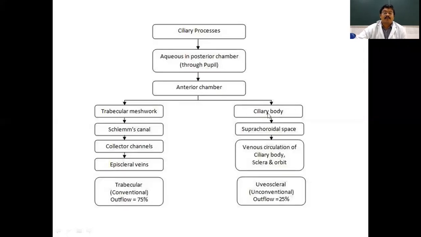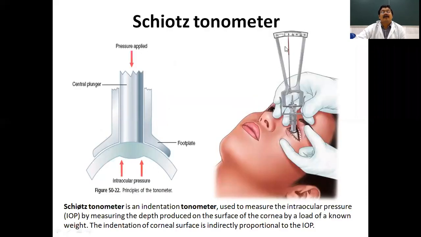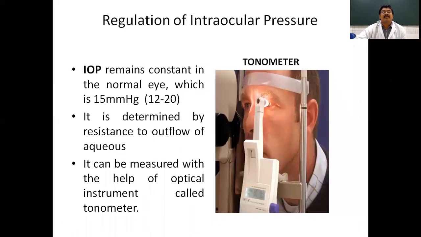Aqueous humor production and outflow is a very important topic for your examination. It is asked many times in the examination. How will you measure the intraocular pressure? In the olden days the most commonly used method was the Schiotz tonometer. It is an indentation tonometer. It measures intraocular pressure by measuring the depth of indentation produced on the surface of the cornea when you apply a load. It is then converted using a chart where you can read the value.